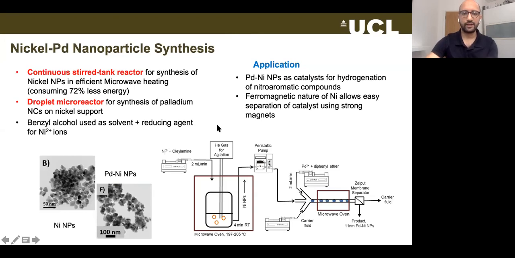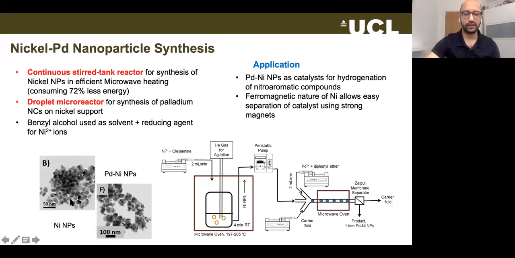So here is an example of nanoparticle synthesis of nickel and palladium nanoparticles. This is a bimetallic nanoparticle. First we make the nickel nanoparticles in this continuous StarTAC reactor, using the nickel solution and using benzyl alcohol as the solvent as well as reducing agent. And when these nickel particles are formed, at the outlet we use a microreactor and a palladium solution to form the palladium nanoparticles on top of these nickel nanoparticles.